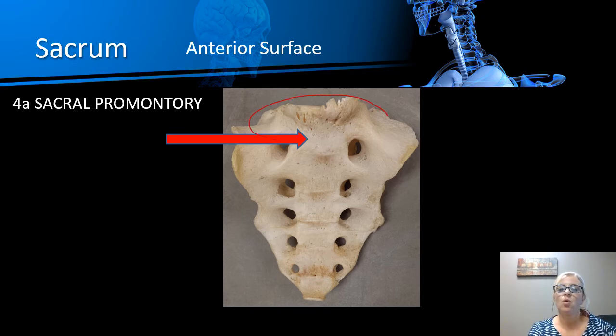The places you want to look are right up here, and of course this is the sacral promontory. Then also down here, there's no opening. On the other side, when we look at the posterior surface, you're going to see that there is an opening.